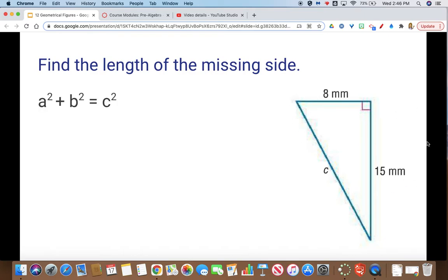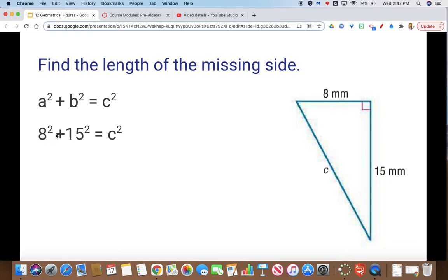So we start with our formula, and we plug in the two values that we know, 8 and 15. Since those are both legs on this triangle, they can be placed in for a and b, and it doesn't matter the order as long as they're both legs. So my 8 gets plugged in for a, 8 squared. My 15 gets plugged in for b, 15 squared, and this is going to equal c squared, which we don't know yet. Now we actually solve this like an equation.